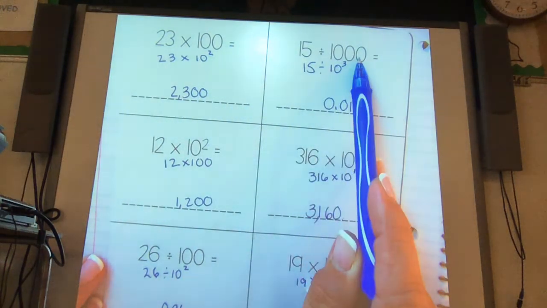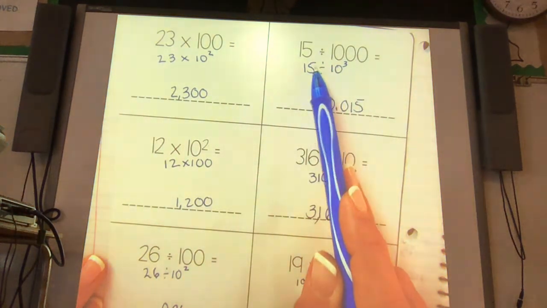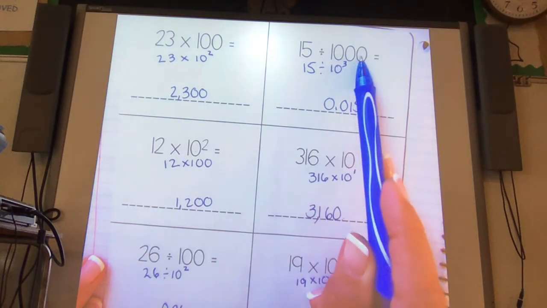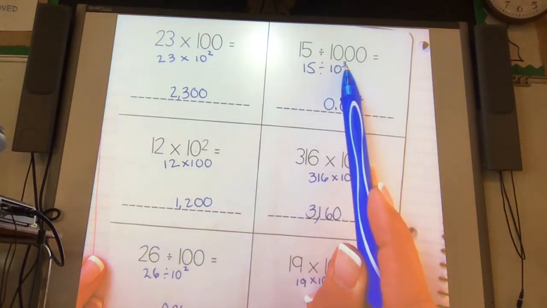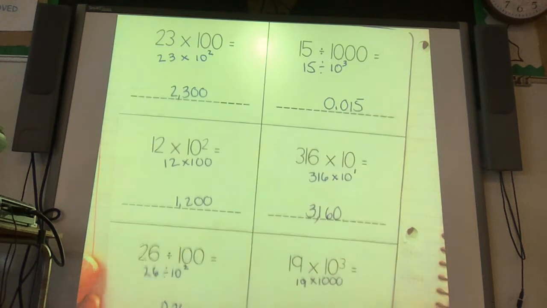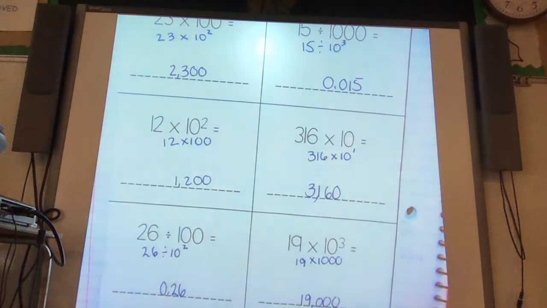15 divided by 1,000 is exactly the same as 15 divided by 10 to the third power. 3 zeros. There's your exponent of 3. Or 10 times 10 times 10, which is 1,000. And our answer was 15 thousandths.